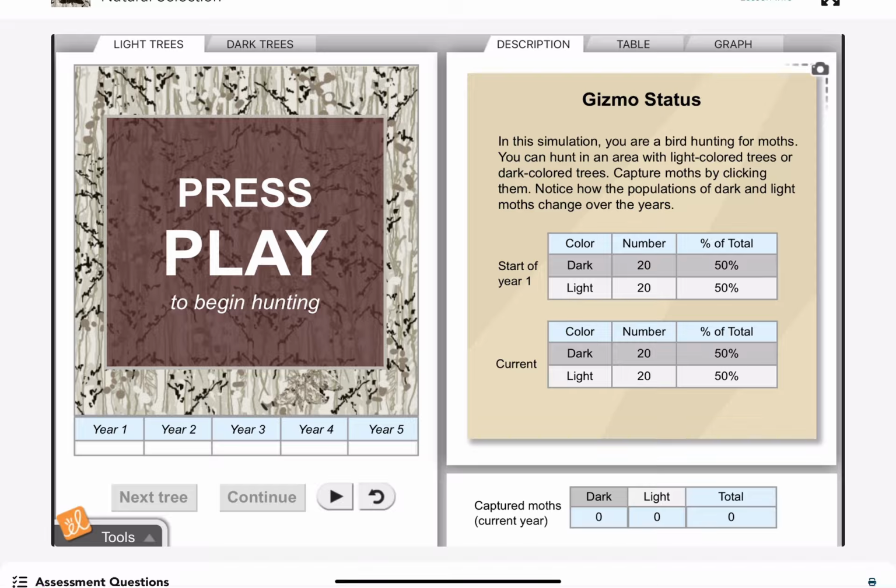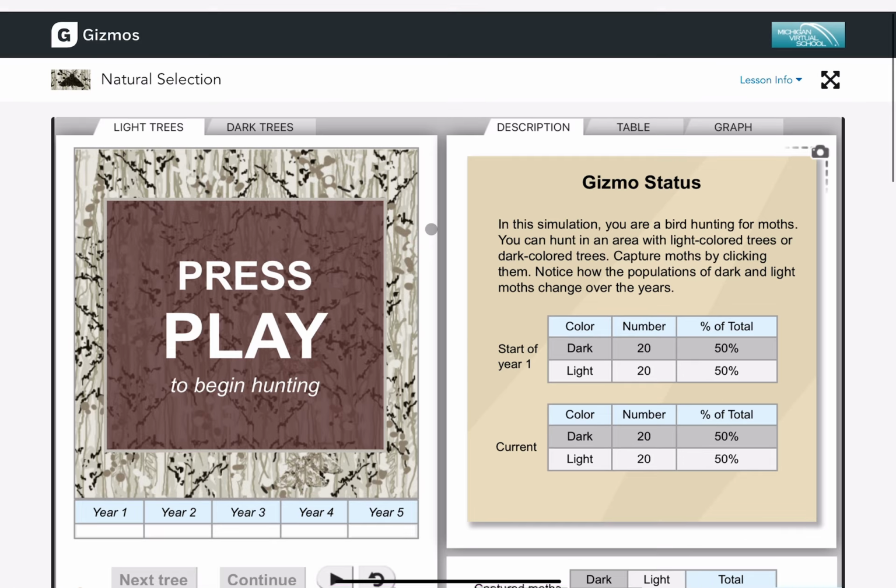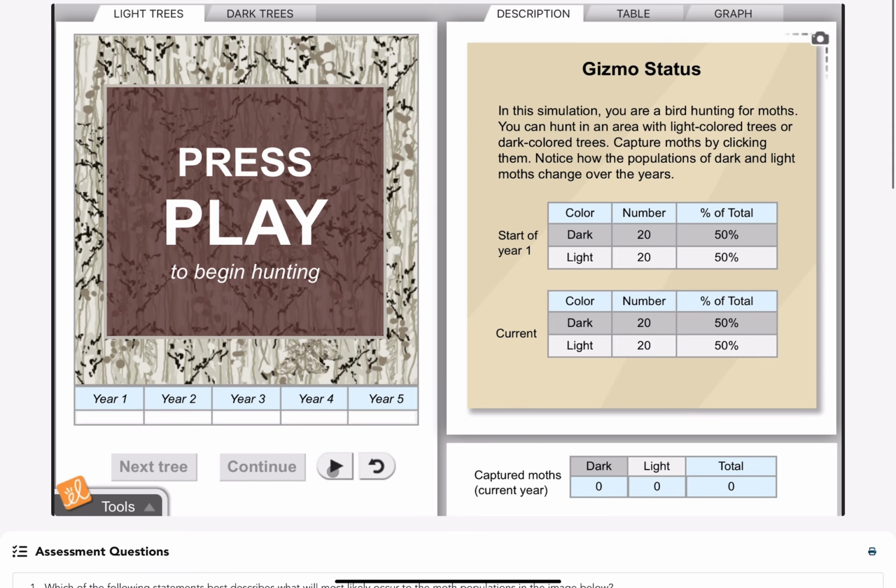So we're going to be looking at a natural selection lab to look at the population of the different moths as it lives across different tree trunks. So without further ado, let's try playing this game. You can press play. Oh, here we go.